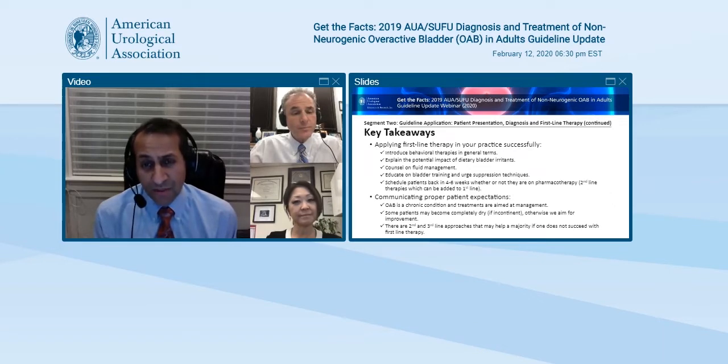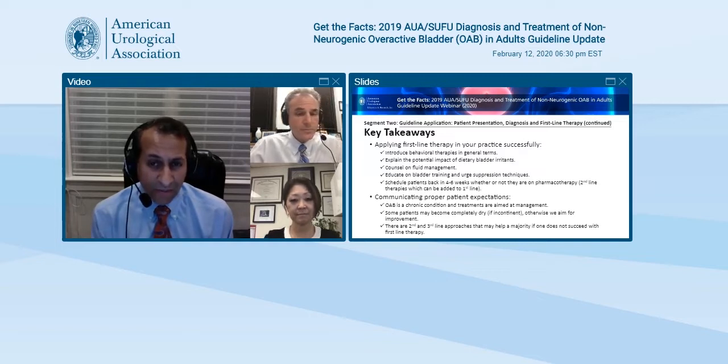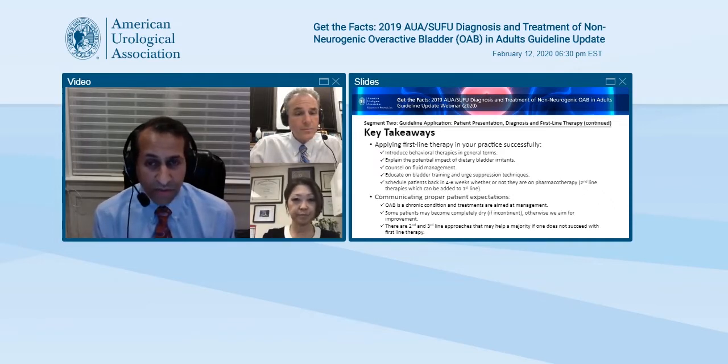Some patients may become totally dry, especially those obviously who are incontinent to begin with. Otherwise, if it's urgency and frequency, they may be improved. I think they have to be expected to improve, but sometimes they'll be completely cured or 100%. And then they also need to know that if that doesn't work with simpler therapeutic measures, they have other fancier measures, including second and third line therapies, which may be more likely to move the needle for them.